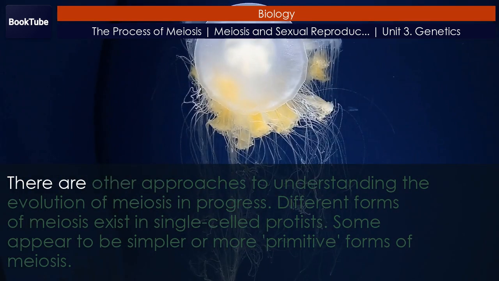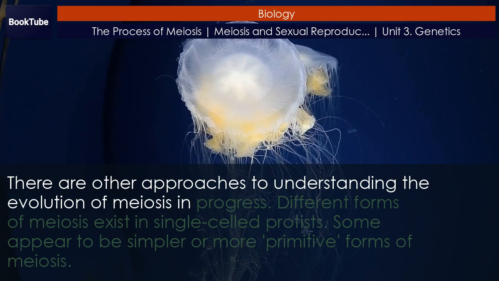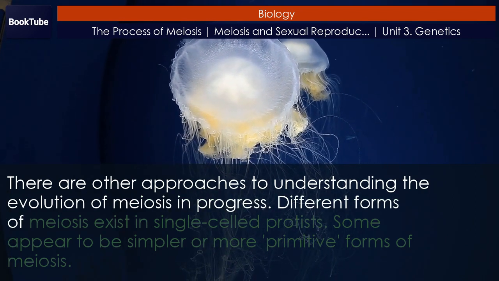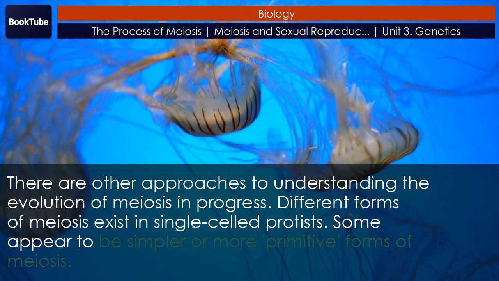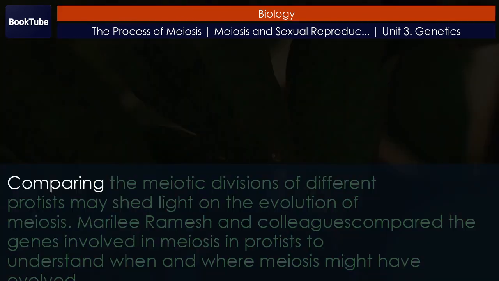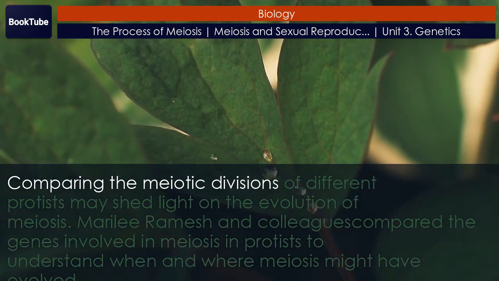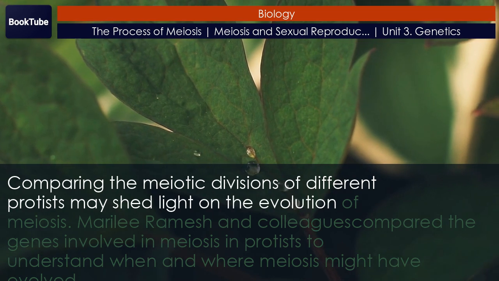There are other approaches to understanding the evolution of meiosis in progress. Different forms of meiosis exist in single-celled protists. Some appear to be simpler or more primitive forms of meiosis. Comparing the meiotic divisions of different protists may shed light on the evolution of meiosis.